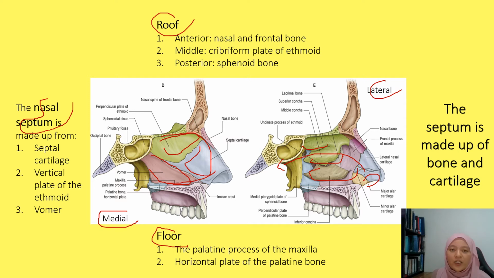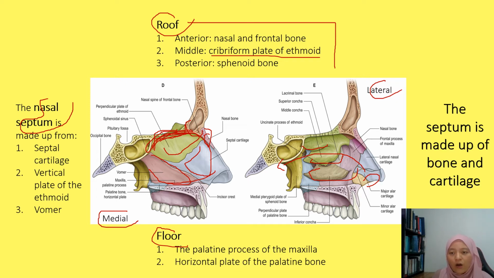So what about the roof of the nasal cavity? This part explains the roof of the nasal cavity. In the anterior part, we have the nasal bone and the frontal bone. In the middle part, we have the cribriform plate of the ethmoid bone. This is the cribriform plate of the ethmoid bone. And in the posterior part, we have the sphenoid bone. This is the roof of the nasal cavity. And what about the floor?